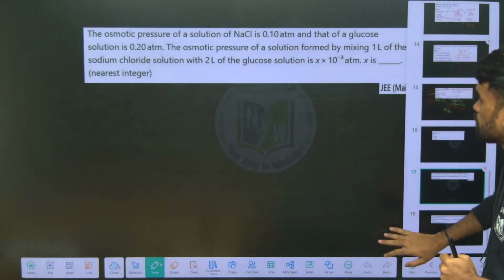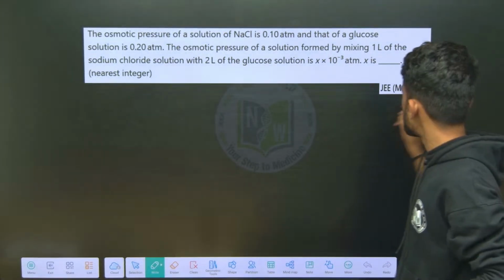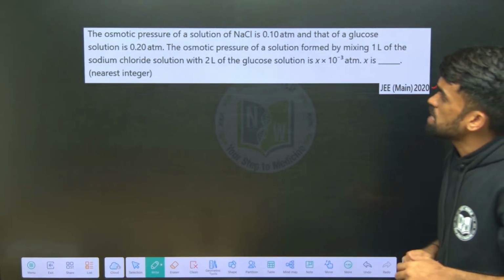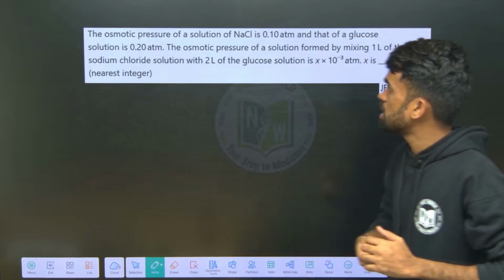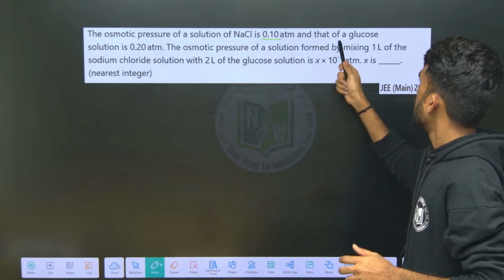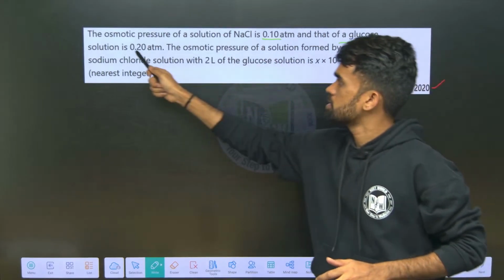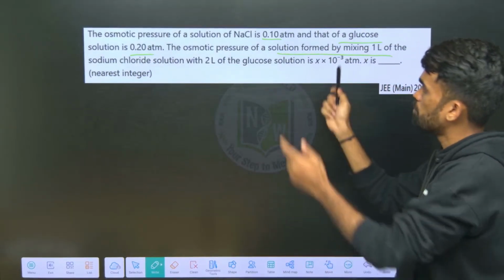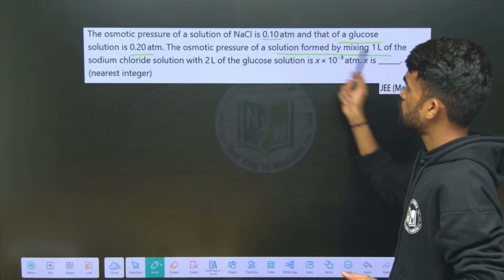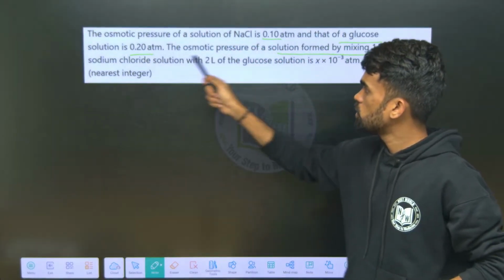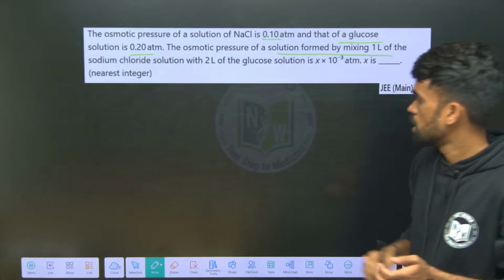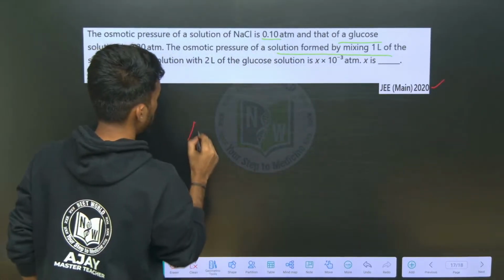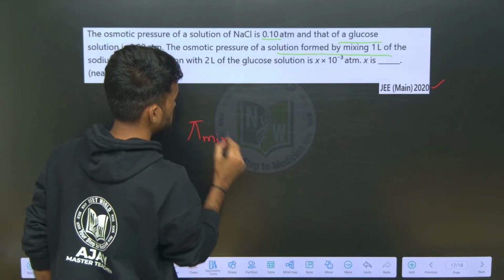Here we have one important question. Look at this from JEE Mains 2020. The osmotic pressure of a solution of NaCl is this much, and that of a glucose is 0.2. The osmotic pressure of the solution formed by mixing 1 liter of NaCl and 2 liters of glucose solution is. So they are asking us pi mix, the osmotic pressure of this mixture.